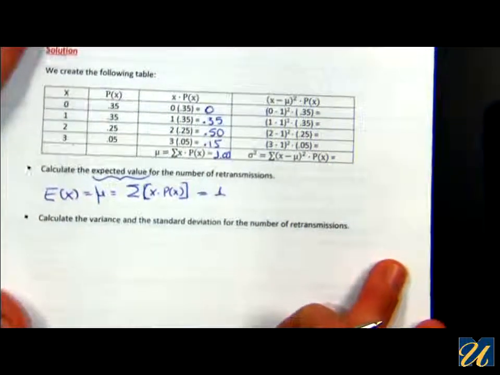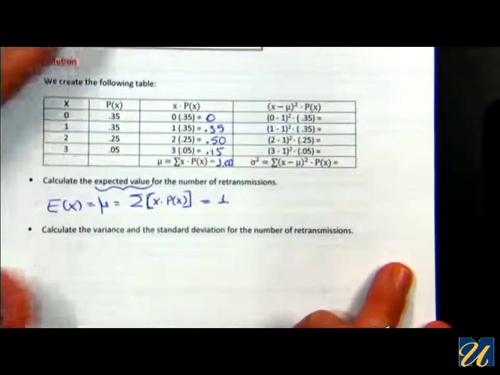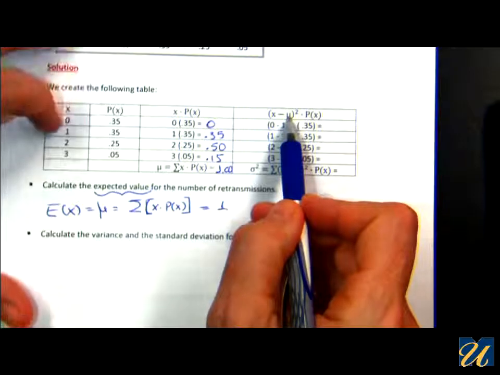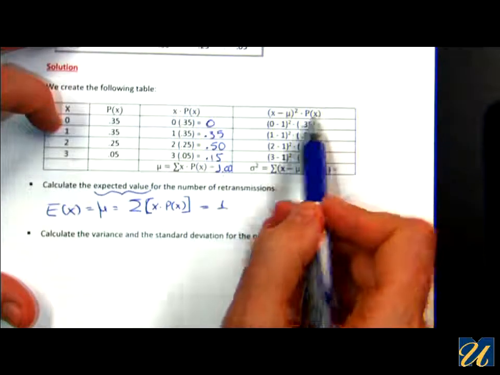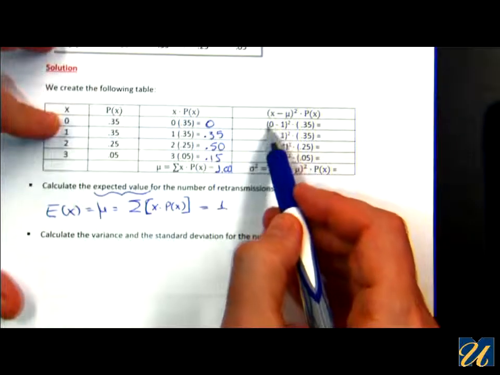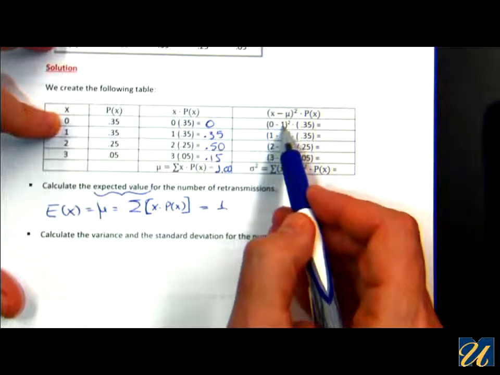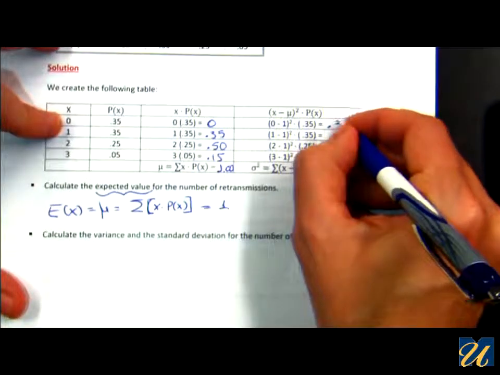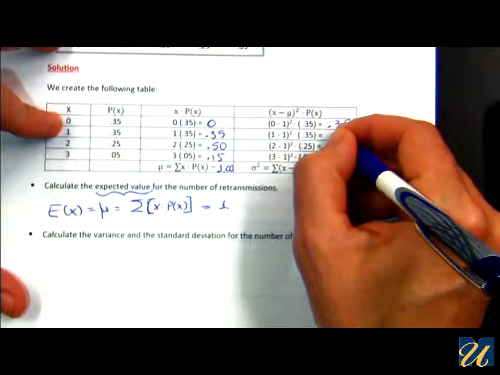To find the variance and the standard deviation, I have to take the square deviation of every entry from the mean and then multiply it with the corresponding probability. So for the first one, we do 0 minus 1. Once again, 1 is the mu, square times 0.35. This is 0.35. This is 0.